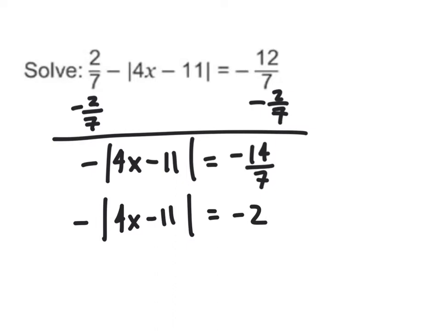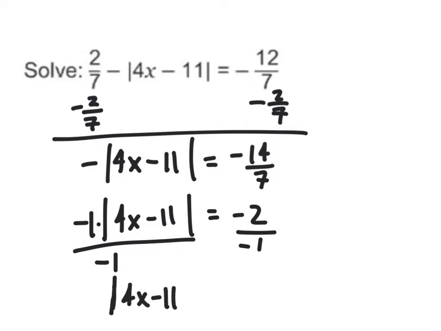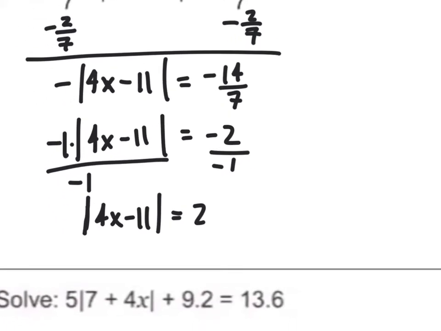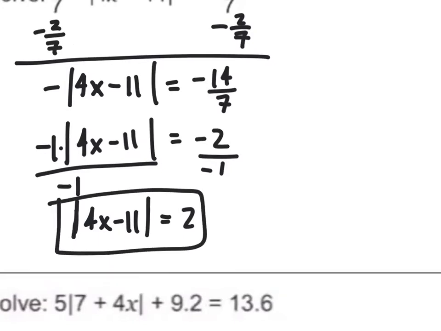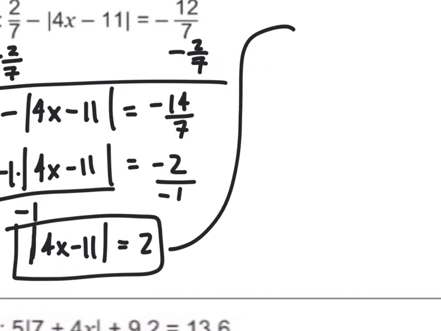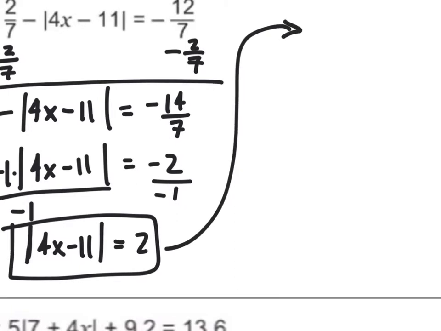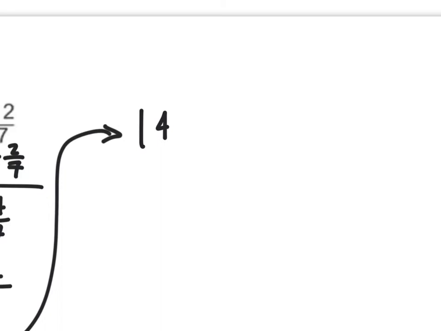Ooh, that's nice. Now I have this negative up front, and you can think of this as negative 1 times the absolute value. Remember, I want to isolate the absolute value, to get that completely alone. So I divide everything by negative 1, and I get the absolute value of 4x minus 11 is equal to positive 2. Now that I have isolated my absolute value, I'm going to rewrite this up here: the absolute value of 4x minus 11 is equal to 2.